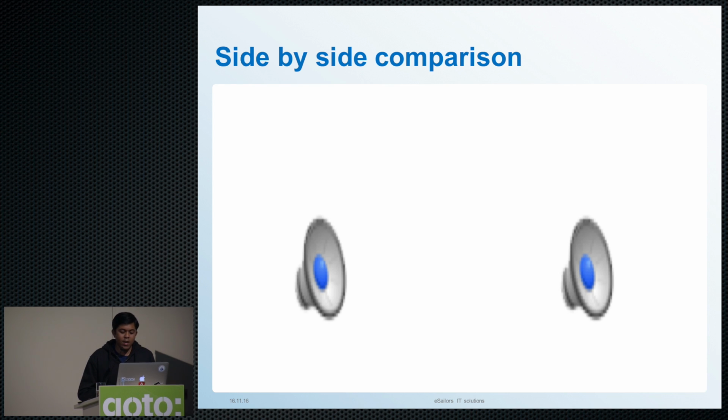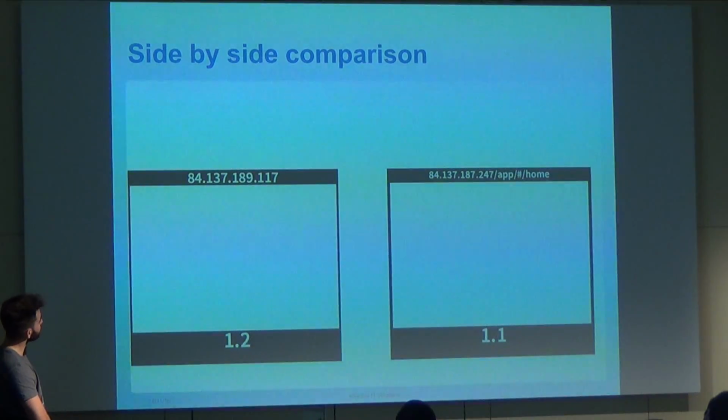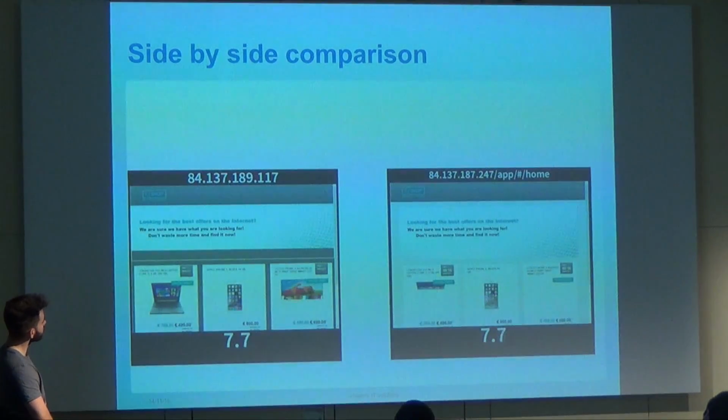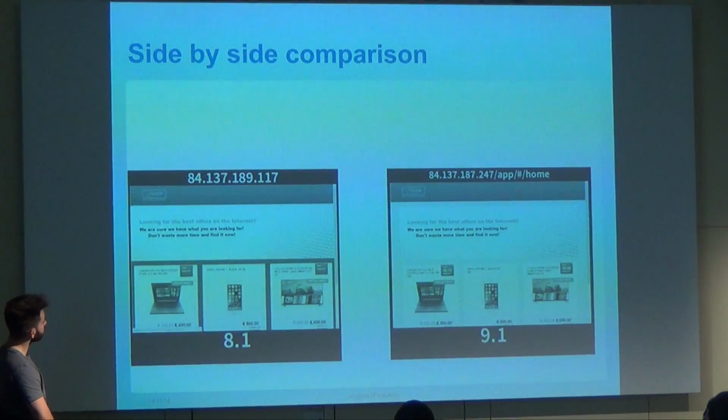Let's take a look at a side-by-side comparison of the hybrid and client-side prototypes. On the left, we are showing the hybrid one, and on the right, we are showing the client-side one. As we can see, the hybrid application renders faster than the client-side application.